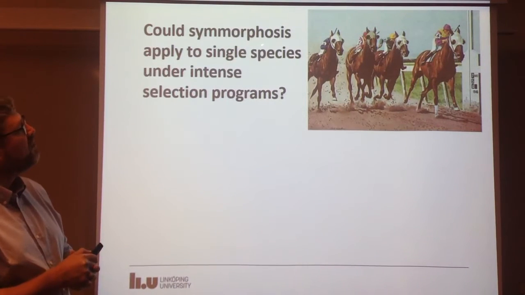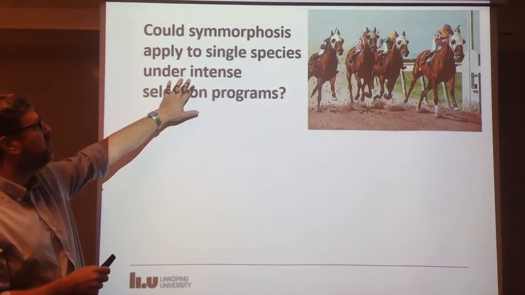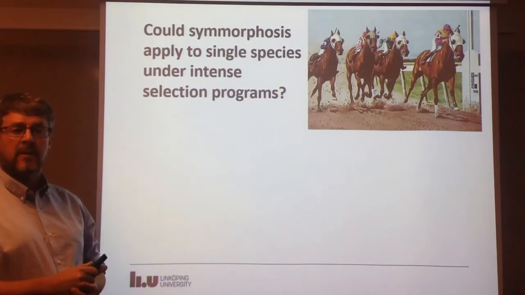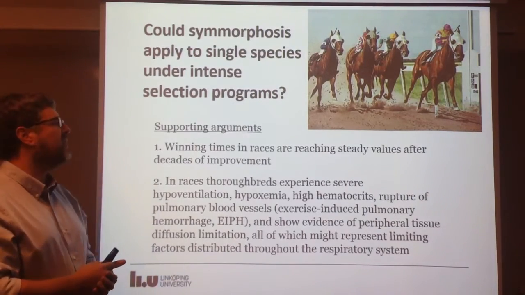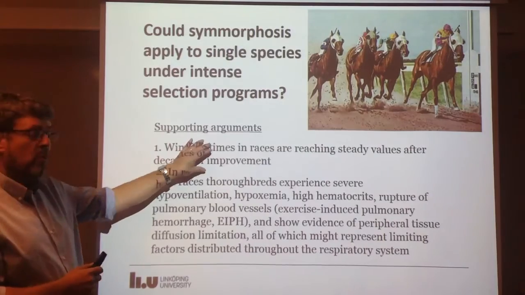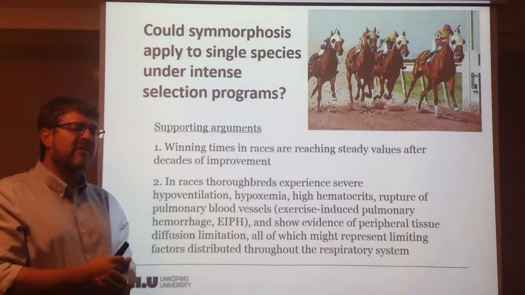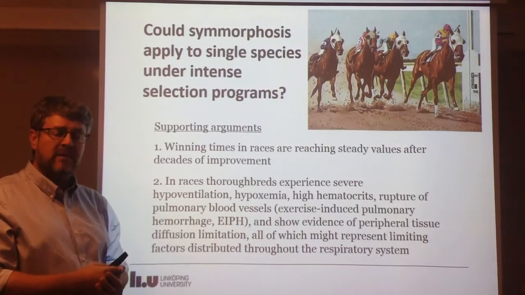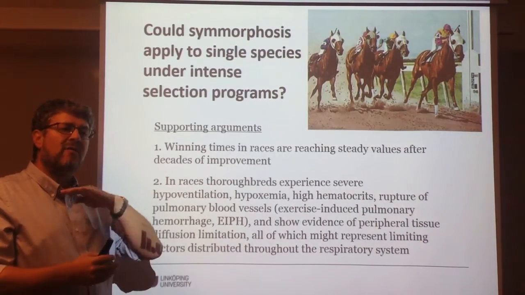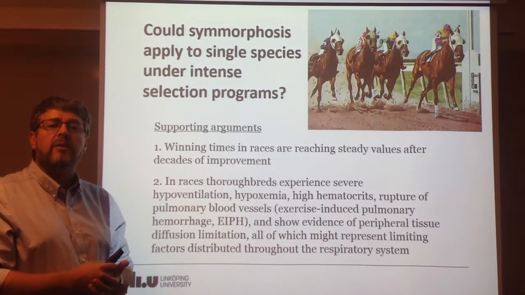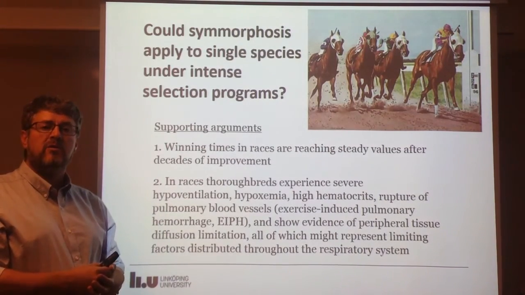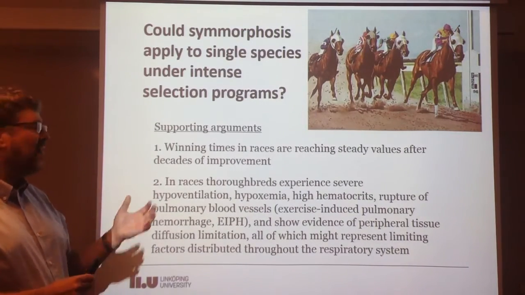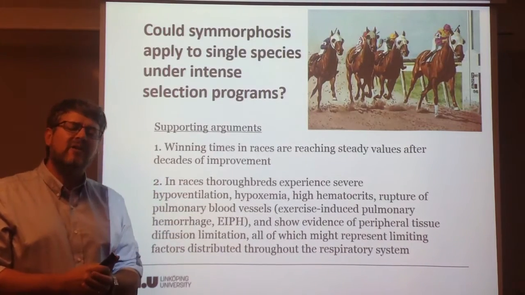Could Symmorphosis instead apply to a single species that has been subjected to intense selection programs? The thoroughbred horse has been. Arguments in favor of that basically have to do with the fact that winning times in races in the last decade have not improved after many years of constant improvement, suggesting that these animals now have reached a ceiling in terms of performance and capability. There doesn't seem to be a possibility to improve this anymore.